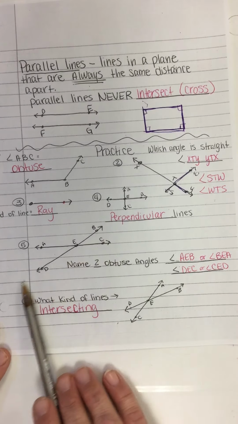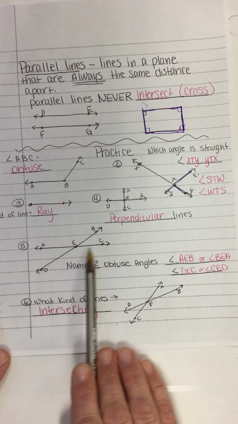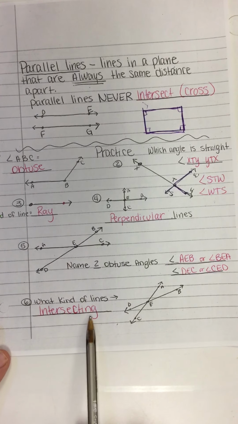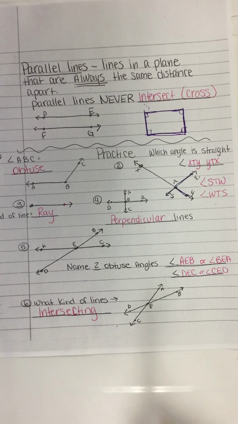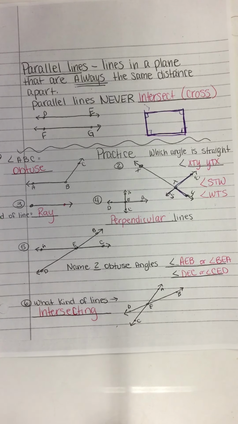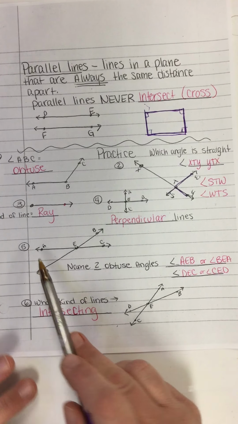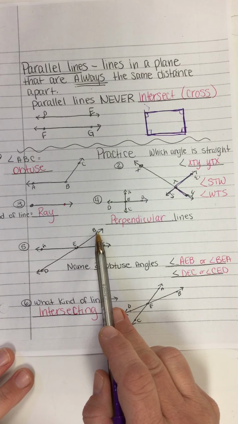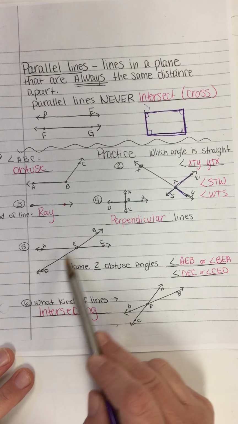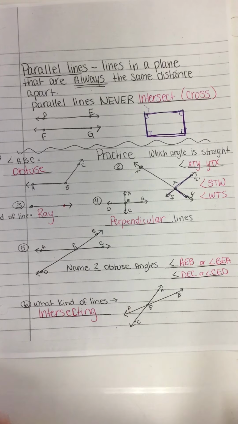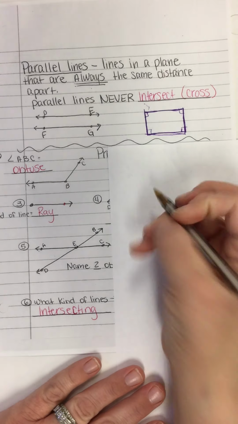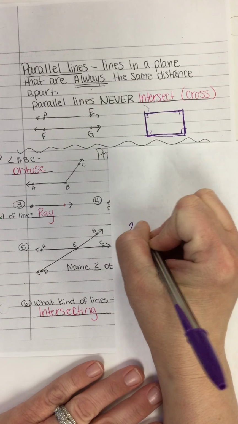And then we had this, and I said, this isn't intersecting, right? It's just the same thing as this one. It's intersecting. But look at this one. Look at number 5. Yesterday I had you name 2 obtuse angles, which were AEB or BEA and DEC or CED. So now I want you to name 2 acute angles.